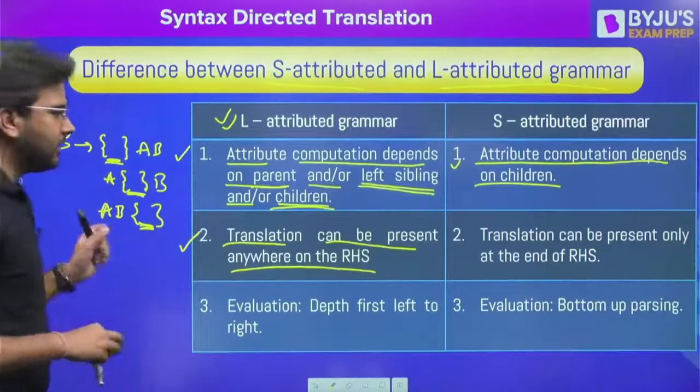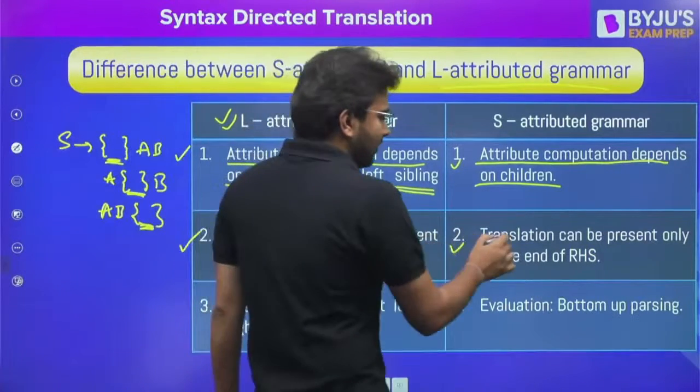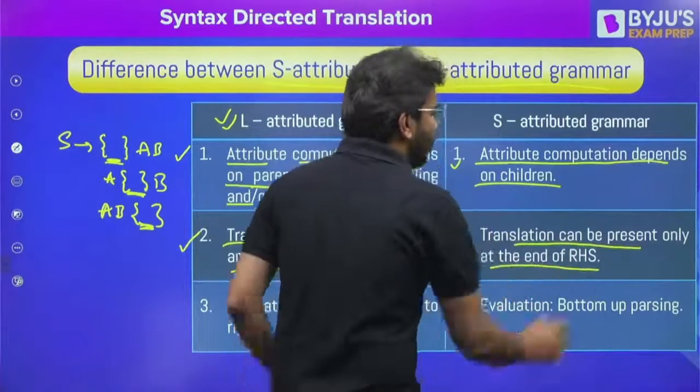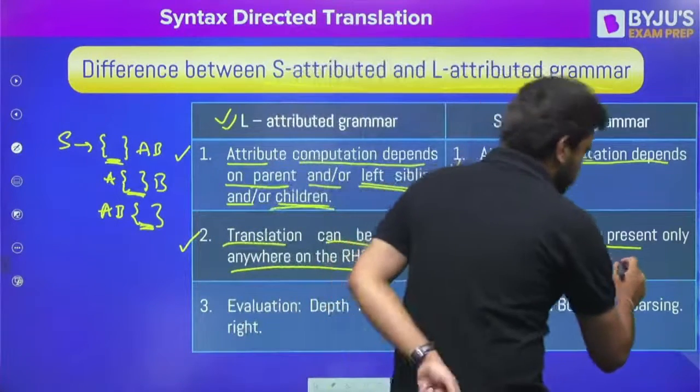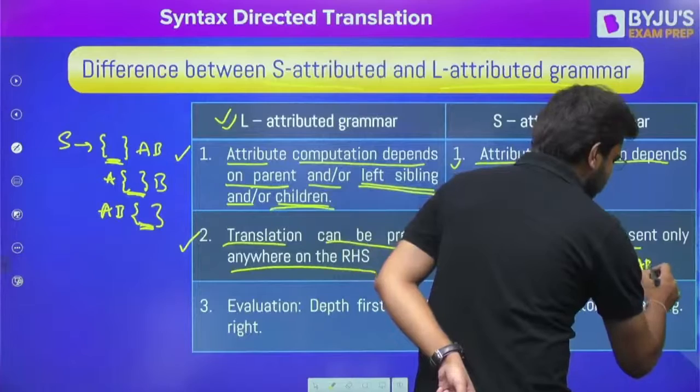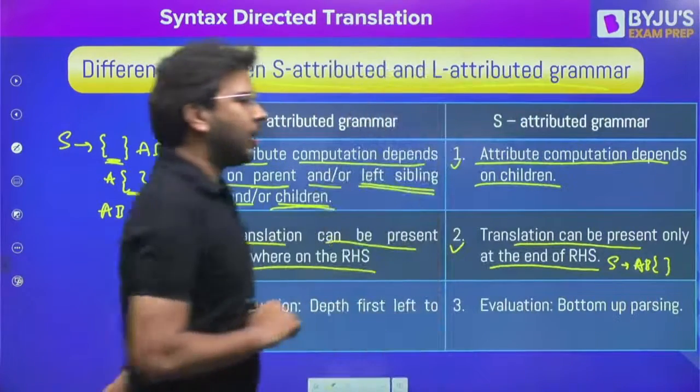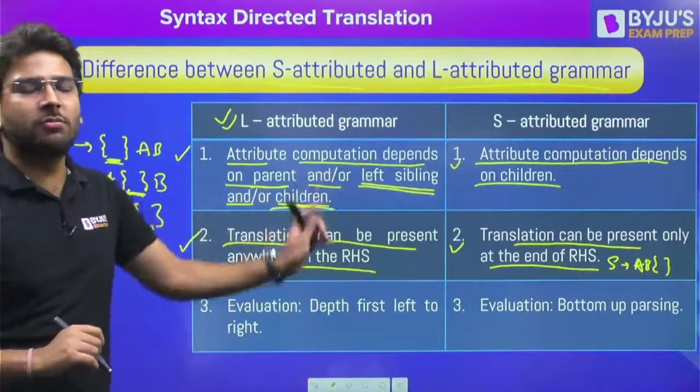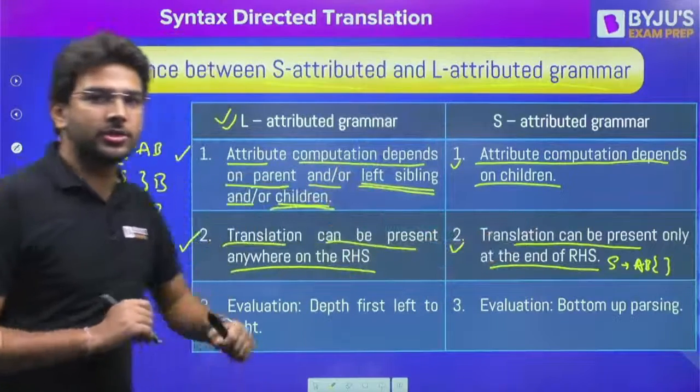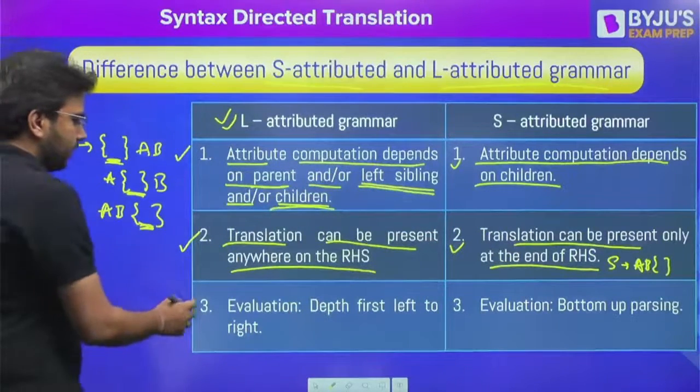Clear? Now what about S attributed? Translation can be present only at the end of the RHS. That means you are going to have something like this. This is allowed only. That means always the translations will be present at the end of the RHS. Clear?